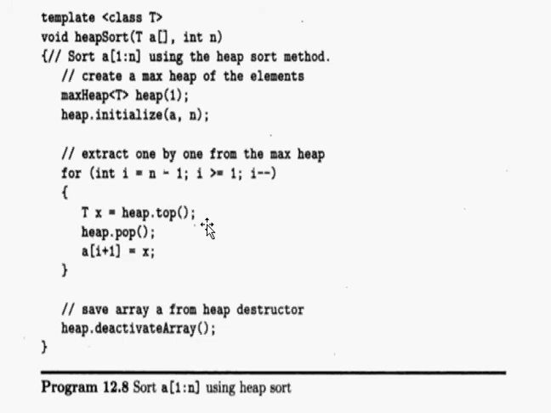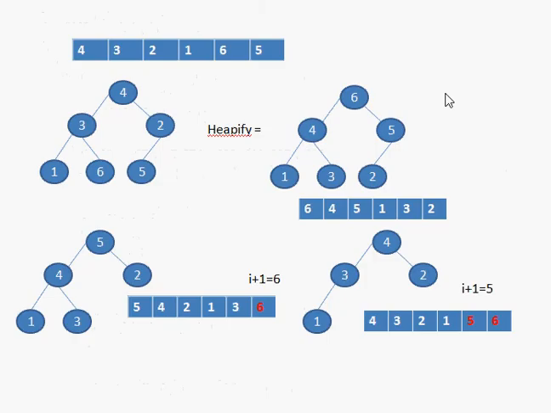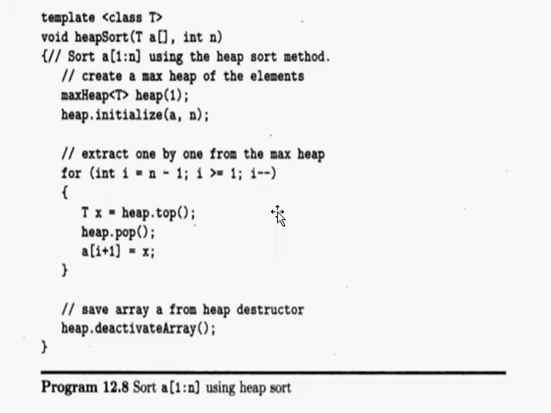Now let's look at what these three commands do. First we define t, because t is an integer in this case, and x will be the variable where you will be storing the heap top. Now after initializing, this is your max heap, a binary tree max heap, and we have the top element as 6. So pick the top element, and that will be the value of x. x is equal to 6 now.